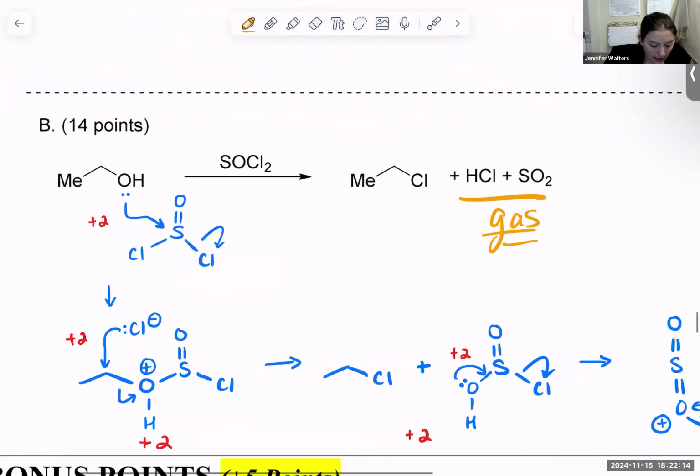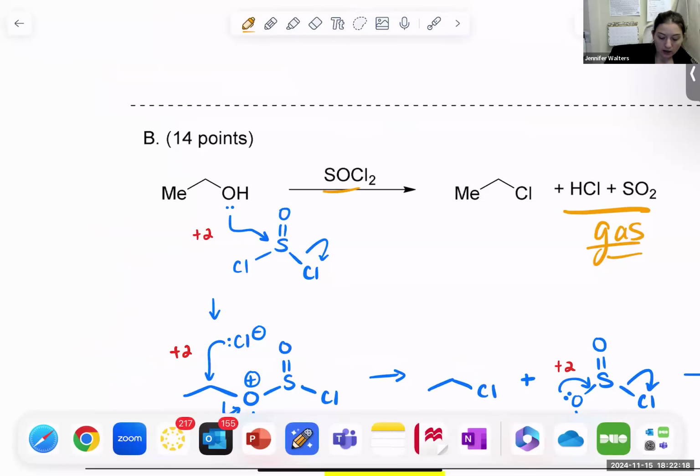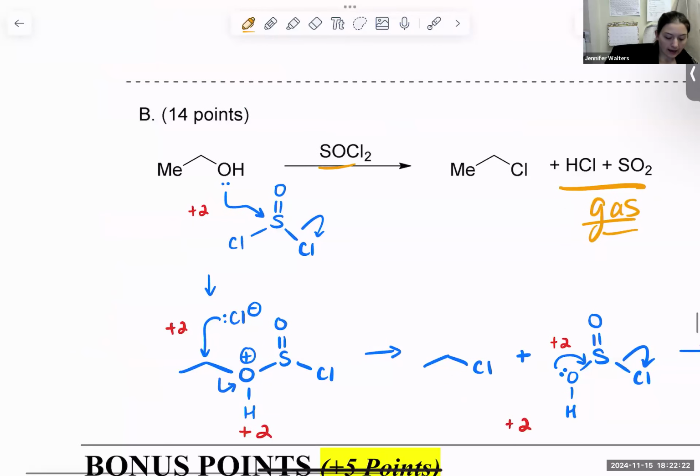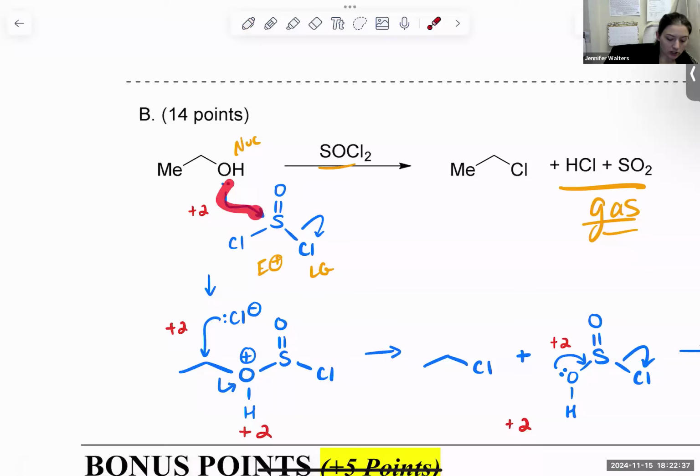So, first thing is drawing out just the structure of thionyl chloride. Having the sulfur with a double bond to oxygen, 2 single bonds to chlorine. This is an electrophile. I recognize it's an electrophile because that chlorine's a good leaving group. So that makes my alcohol my nucleophile. So I'm going to go from the lone pair on the oxygen to the sulfur, kick out my leaving group.